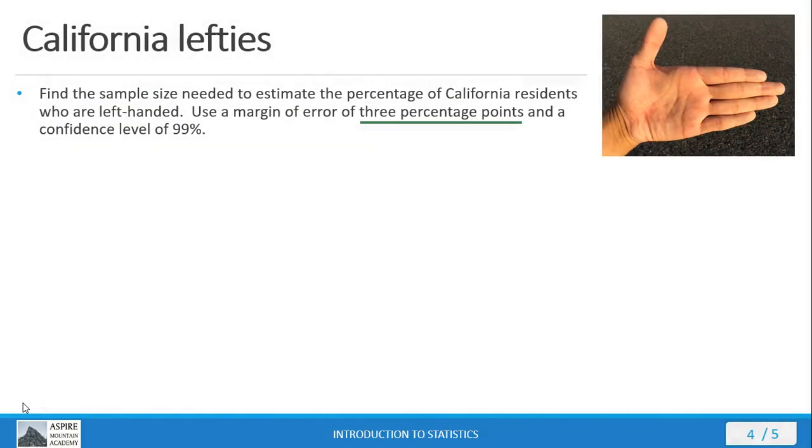Let's look at another problem here where we're looking for left-handed people in California. So what's the sample size needed to estimate the percentage of California residents who are left-handed? We want 3 percentage points in our margin of error and a confidence level of 99%. So go ahead and stop the video here, see if you can solve this on your own, and then come back and we'll see how well you did.